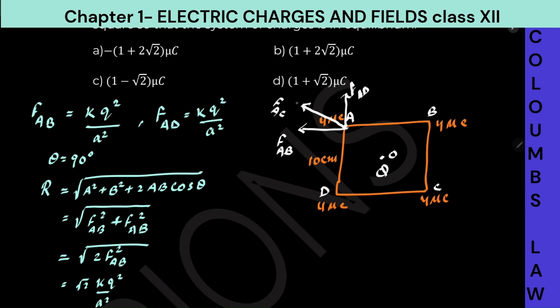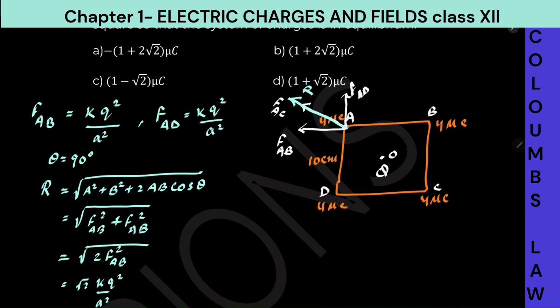This is the force which will act along this direction. Let me remind you from 11th standard, if one vector is in this direction and another vector is in this direction, the resultant will be in this direction, right? So this will be our resultant, R. Be very careful, this is not the net force acting on A. This is the force due to B and D. So this R is along AC.